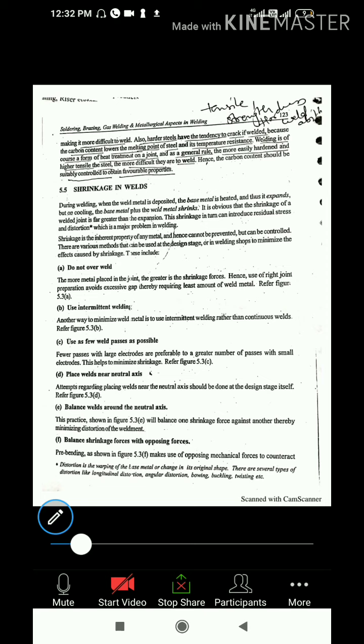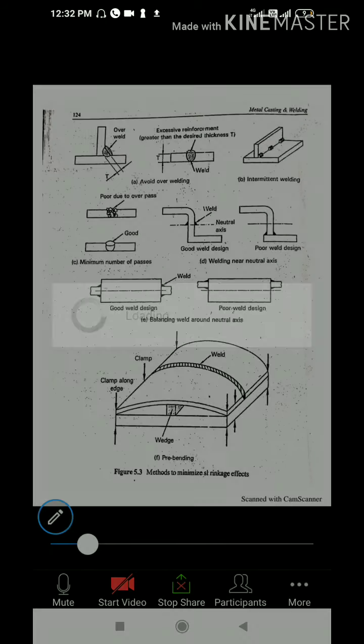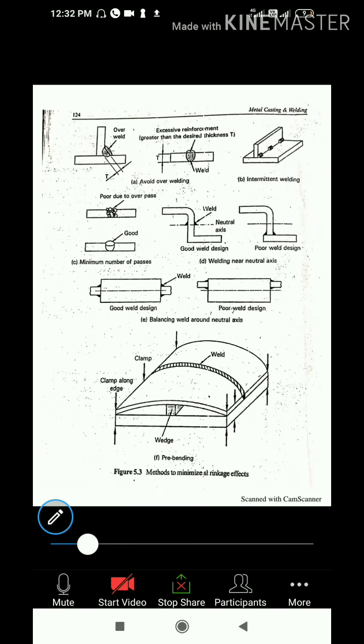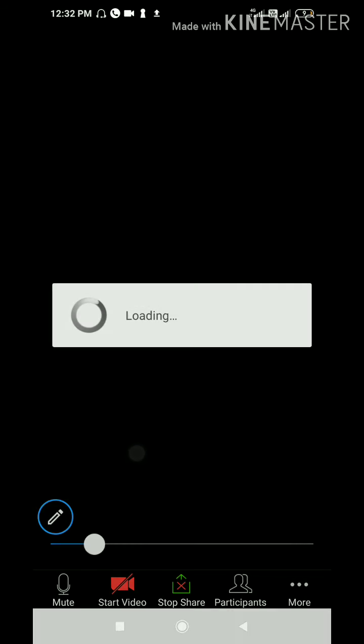What is shrinkage in welding, how does it occur, and what parameters are to be kept under control to avoid the shrinkage in welding, or to reduce the percentage of shrinkage in welding, that you have studied. These are some of the parameters, with the diagram I have explained in the previous class.